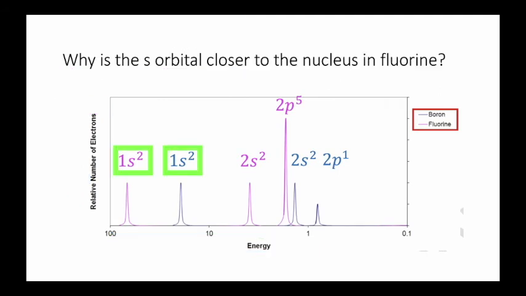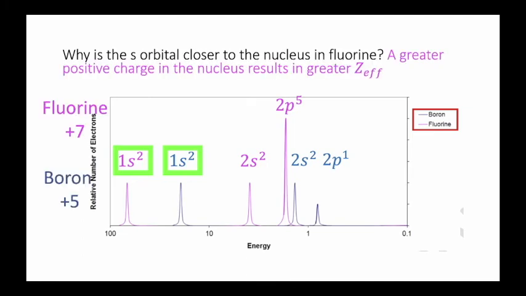Here's another question. Why is the s orbital closer to the nucleus in fluorine? Well, it's the same reason. We have 2 more protons. The attractive force is greater. The electrons in all of fluorine's orbitals get pulled closer to the nucleus.